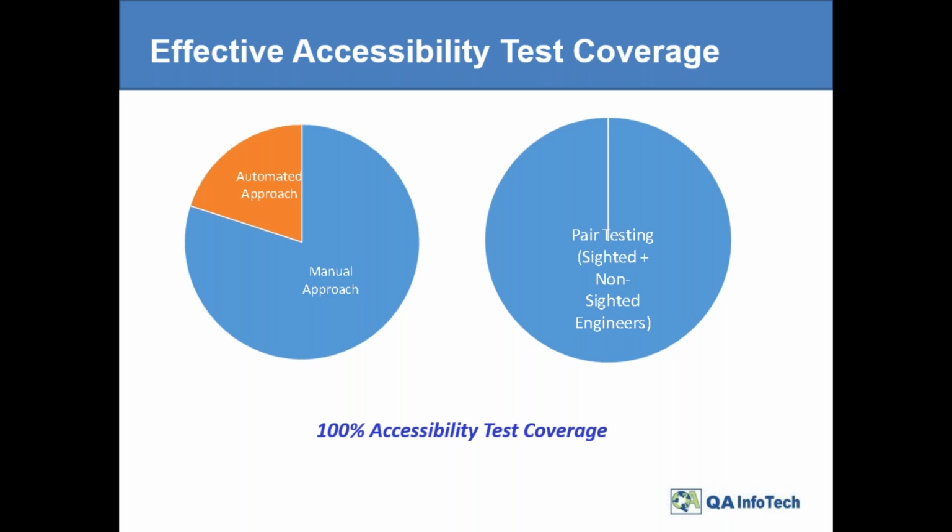So for an effective accessibility result, or I must say the 100% result, automation testing with the help of tools or scripts should go in parallel with the manual effort, including the real user testing that we do in our pair testing approach here at QA InfoTech.